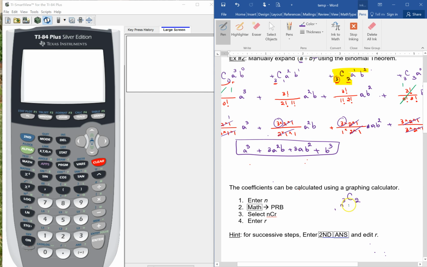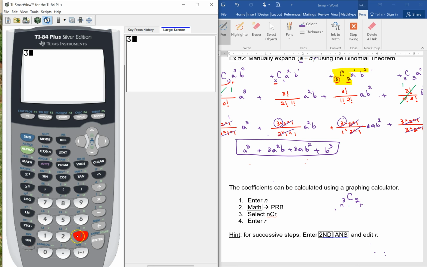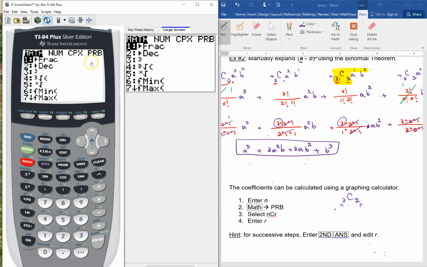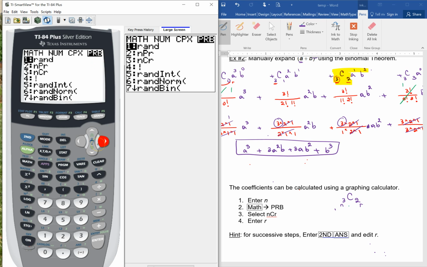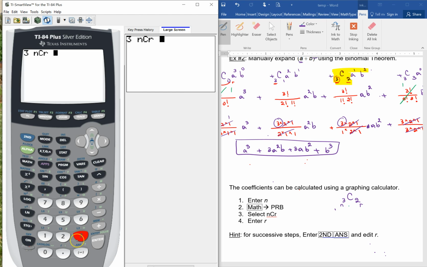This is your N, and this is your R. You type in the N. In this case, it's a 3. Now, look here. You go to Math. This tab is the probability tab. So you have to press the right arrow to get there. 1, 2, 3 times. Now you want this, NCR. So you select option number 3. And now you need to type in your R. Enter R. R is what in this case? 2. Enter. That's your answer, 3.